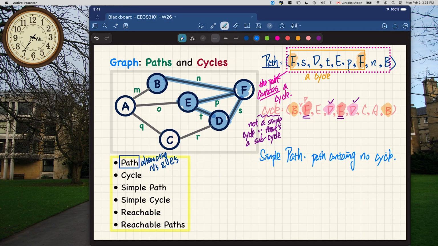Okay. All right, one quick example here. A simple path could be F and then S, D and then T and then E and then O and then A. You can just feel free to visualize it on the graph. I'm pretty sure you can do it. Okay, one more. Simple cycle.